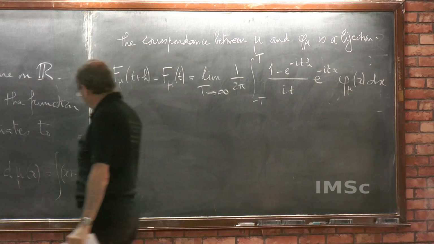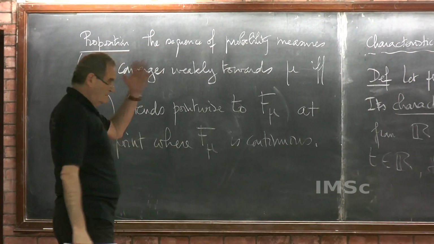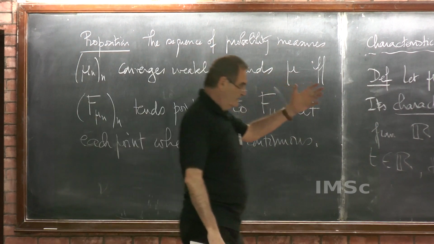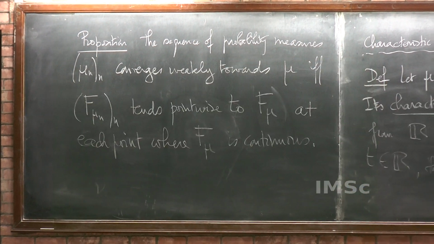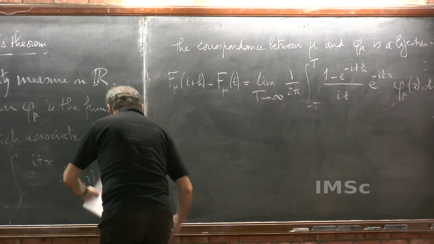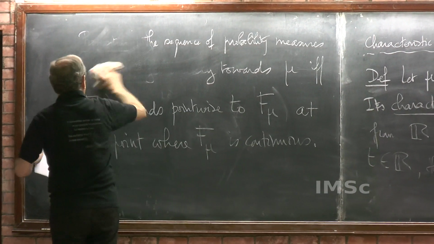Okay, so this is the inverse Fourier transform. But essentially, you think in your mind that this is characteristic. If you know what the Fourier transform is, you know what the distribution itself is, what the probability measure itself is. So this is why you have this uniqueness.